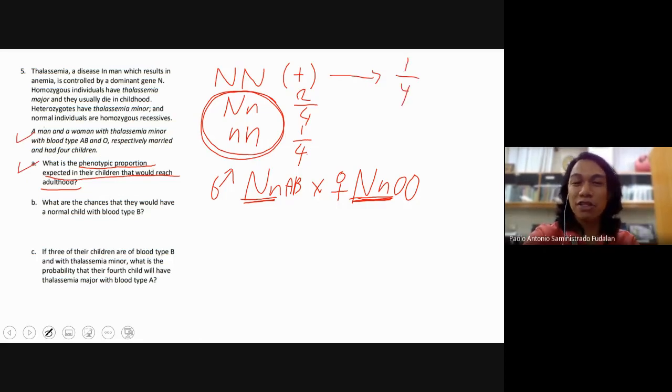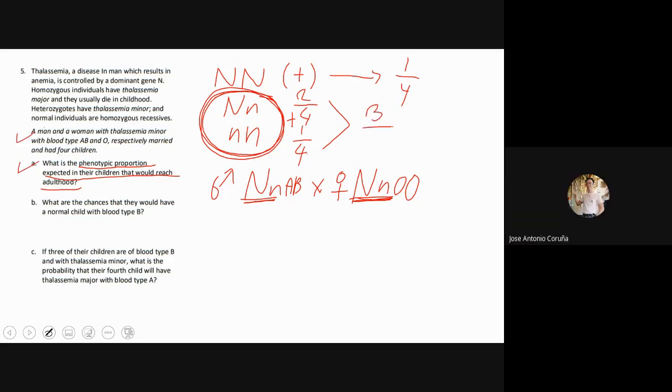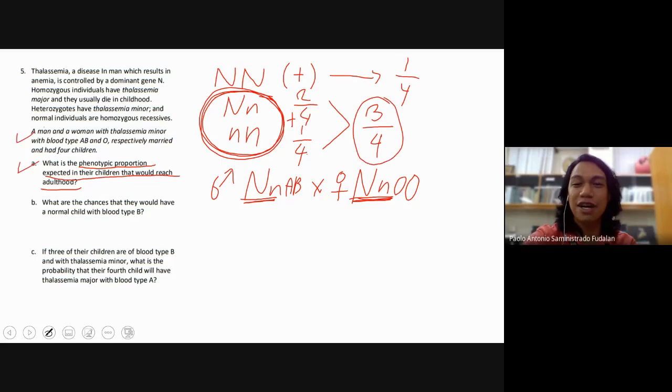So which one will survive? These two. So what's the proportion? You simply add these and you'll come up with the answer. 3/4 will survive, regardless of the blood type. That's the answer in letter A, and you figure out B and C for yourselves.